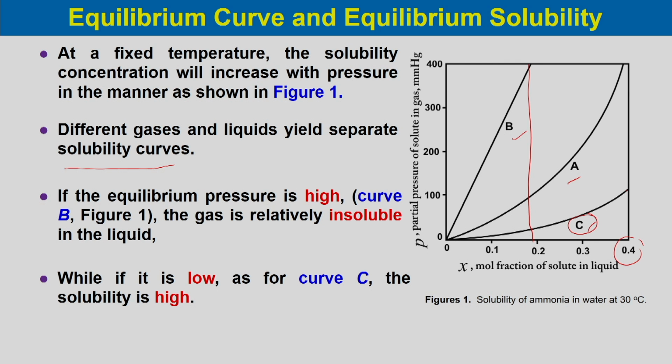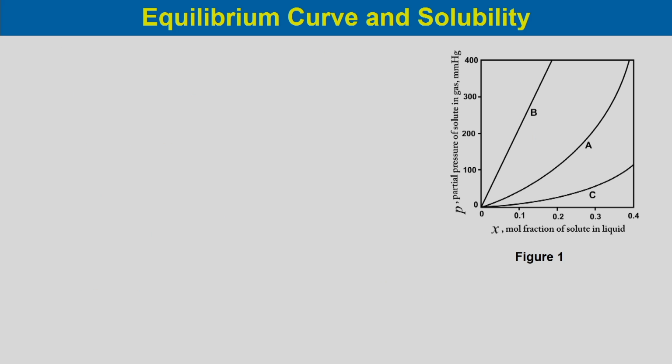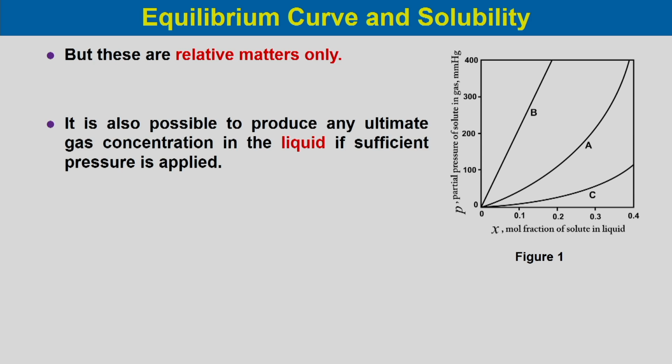So, we say that the solubility is high, but all these are relative matters only. If we can incorporate it, it is possible to produce any ultimate gas concentration in the liquid if sufficient pressure is applied. So, if we keep on increasing the pressure at a particular temperature, we can make the solubility in the liquid phase any solubility we want. Okay. Ultimate gas concentration we can achieve.